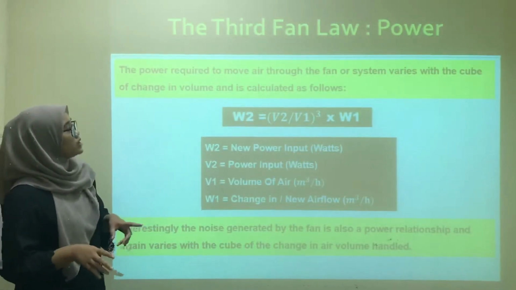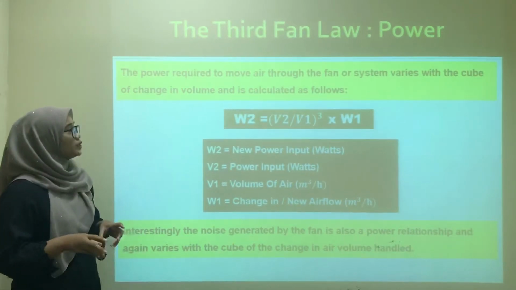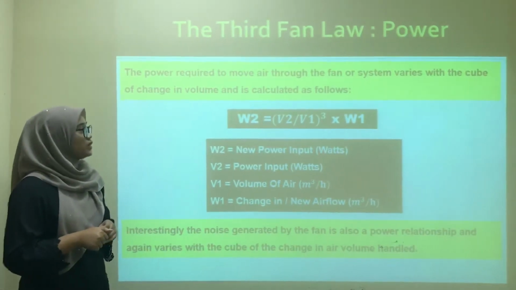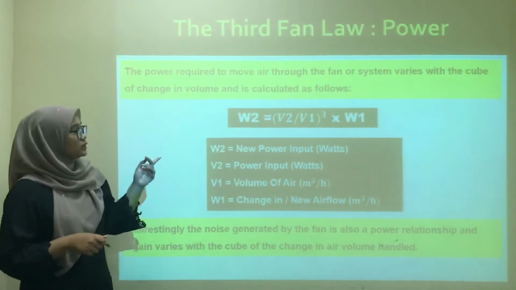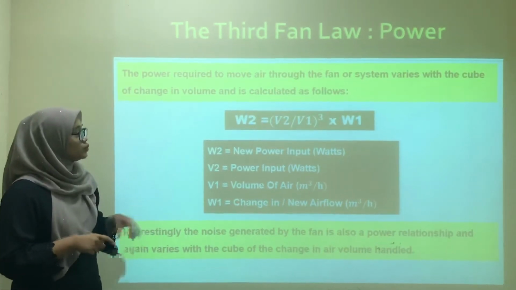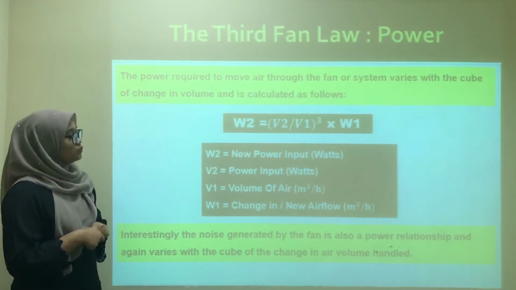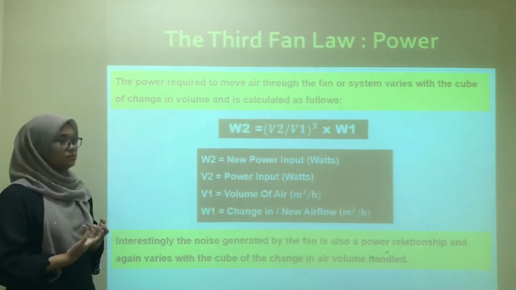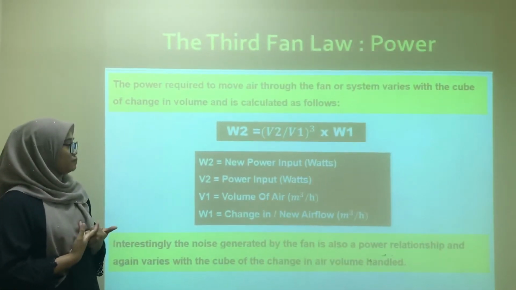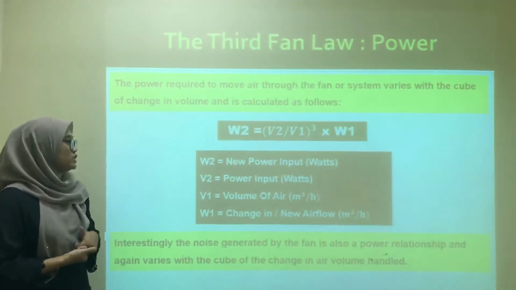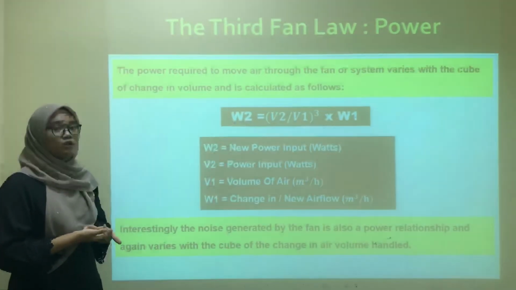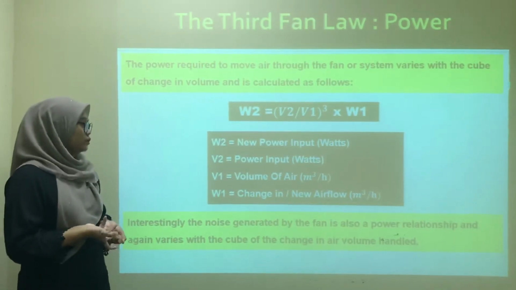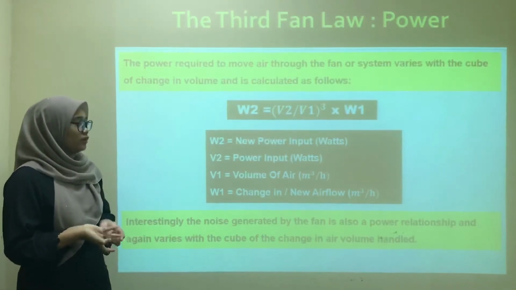The third fan law is power. The power required to move air through the fan or system varies with the cube of the change in the volume and is calculated as follows. This is the formula: W2 equals V2 divided by V1 cubed times W1. W2 is the new power input in watt. V2 is the new airflow in meter cube per hour. V1 is the volume of air in meter cube per hour. W1 is the power input in watt.